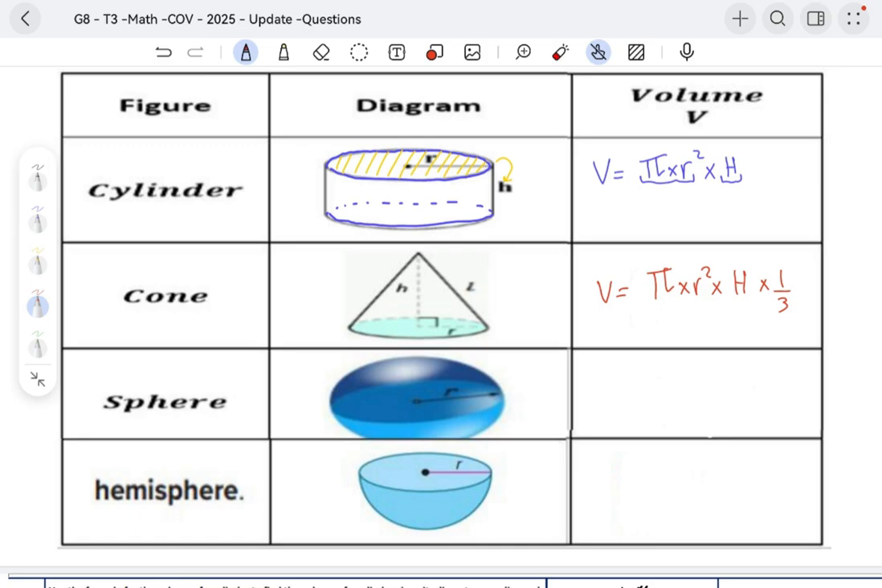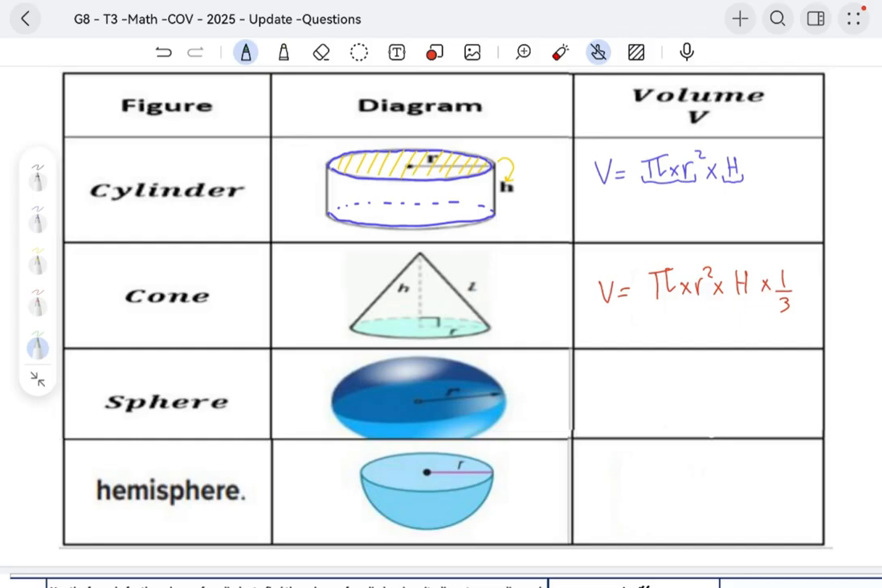Now for the sphere, the volume of the sphere is double the volume of the cone. So we're going to use the same formula. The volume of the sphere is pi times the radius squared times the height times 1/3. This is the formula of the cone for one cone. But to fill one sphere, we need two cones. So we're going to multiply this by 2.